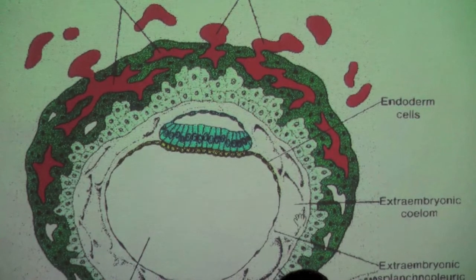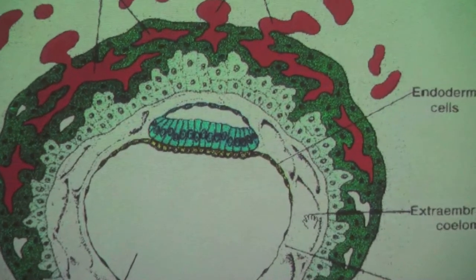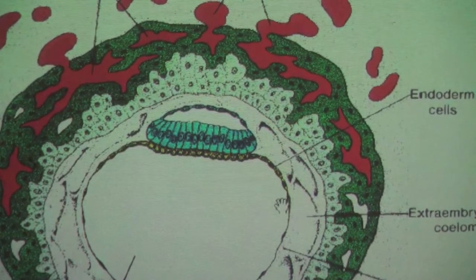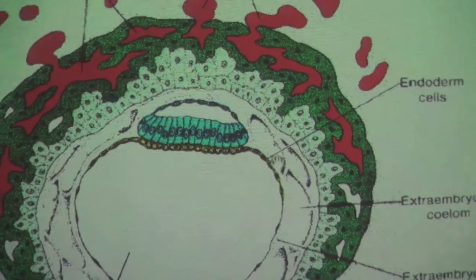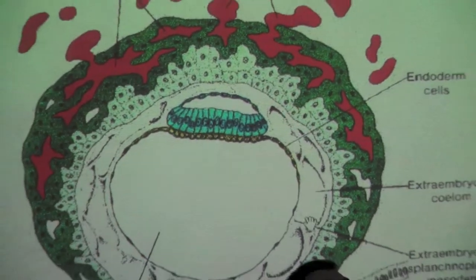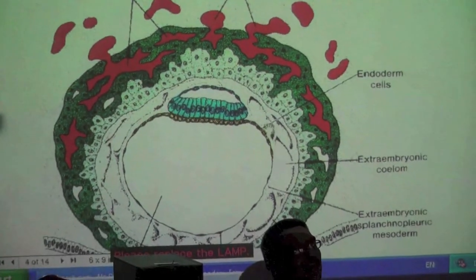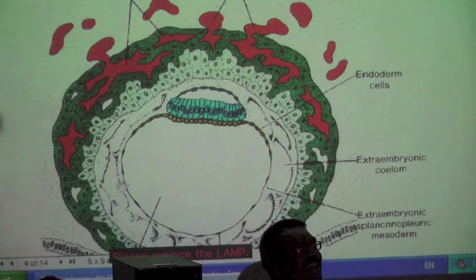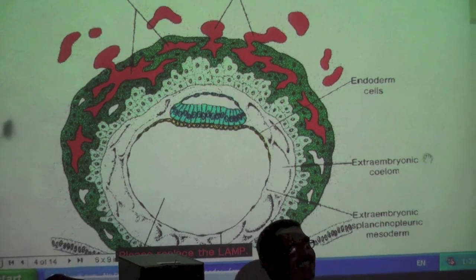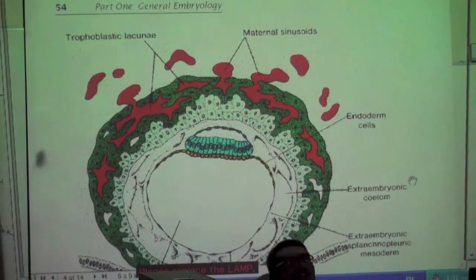You can't see it here because this is a later stage. A cavity is produced now. The coelom is later. These cells multiply and make a layer of cells called extraembryonic mesoderm. Now within the extraembryonic mesoderm, a cavity appears. Small cavities make a big cavity, and this big cavity is called the extraembryonic coelom.